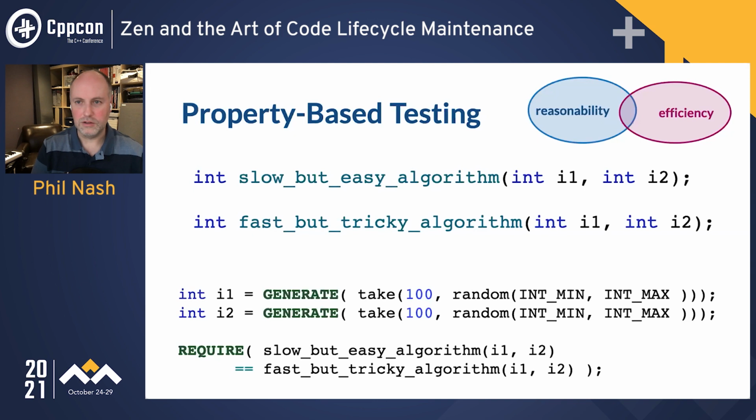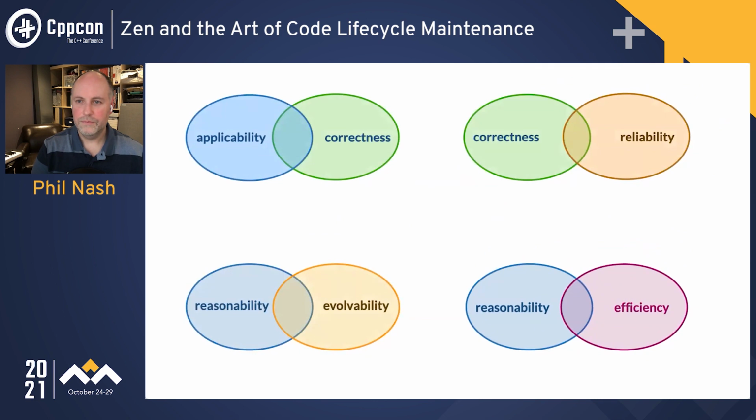And you may need to use a fudge factor in some cases, but this is a great way of verifying a tricky algorithm against a simpler version to get the benefits of reasonability of the slow and easy one and the efficiency of the faster one. So I will skip past that because I've just got a few more things to say.